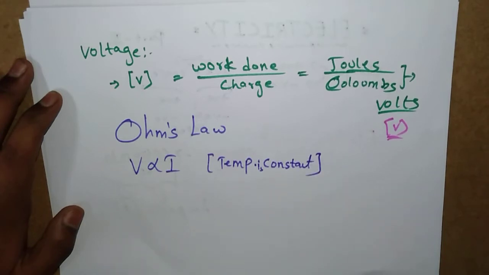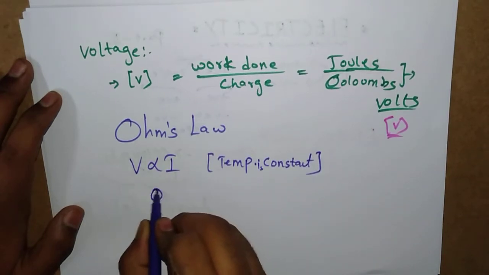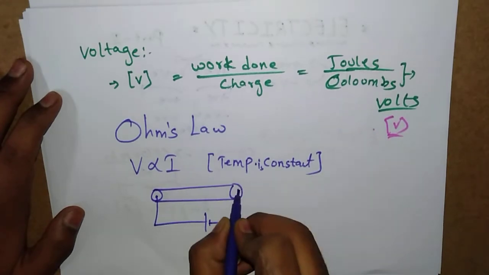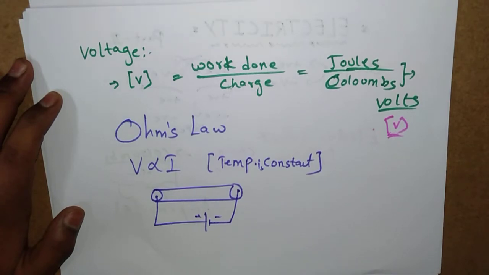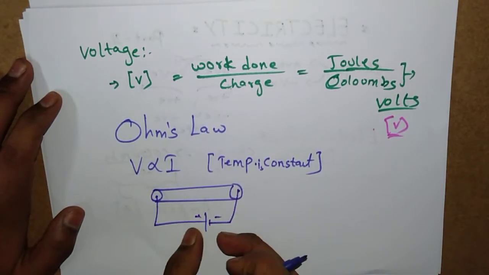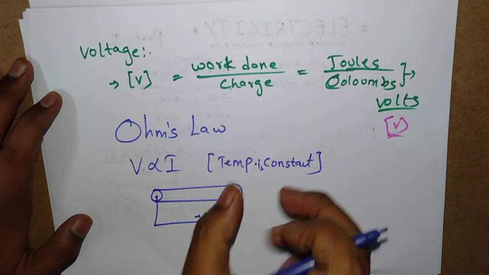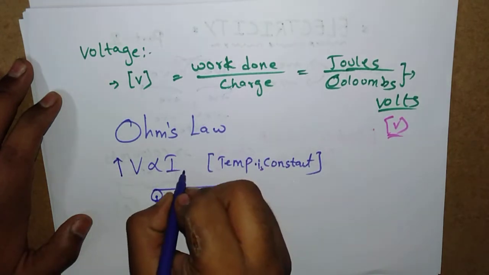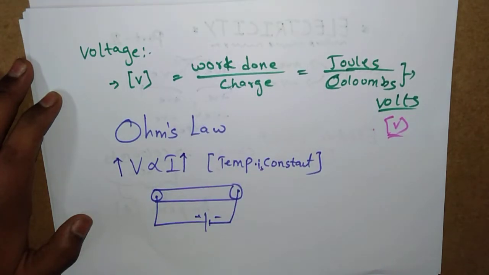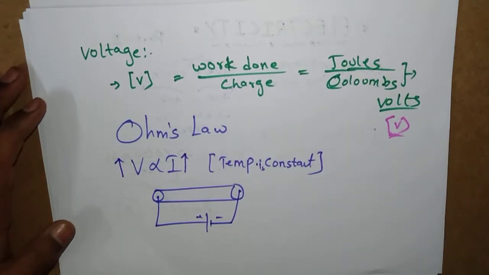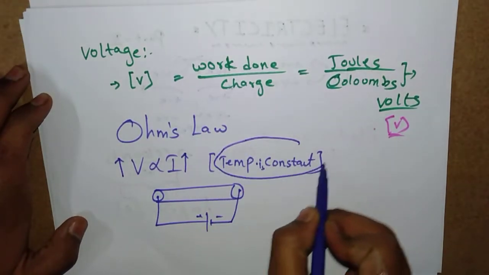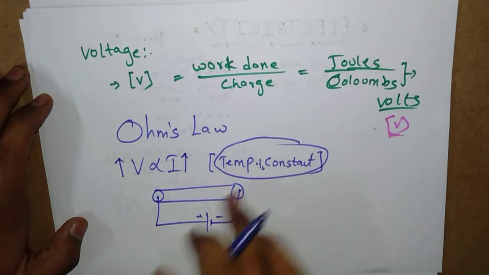Remember this. If you have a closed circuit like this, if you have a conductor like this and you connect this conductor to a battery, and you keep the temperature constant, then if you increase the voltage, automatically the current will also increase. It means that when the temperature remains constant, voltage is directly proportional to the current produced in it. The most important thing is temperature.